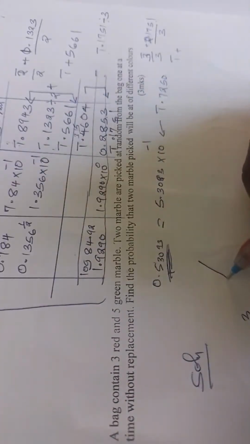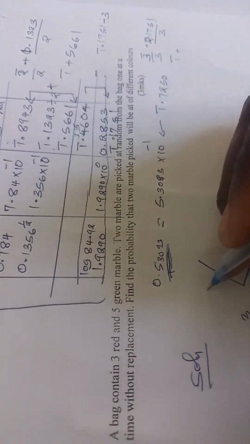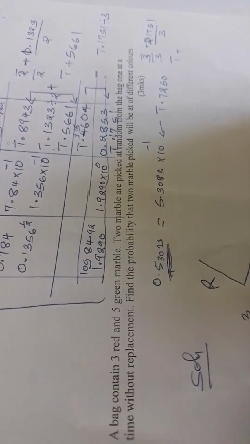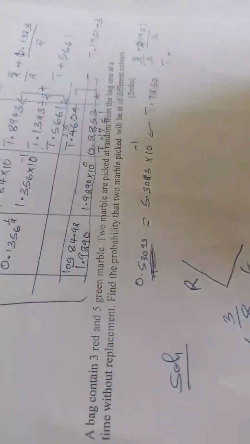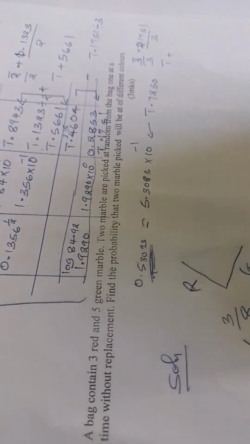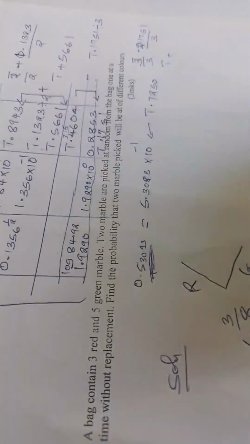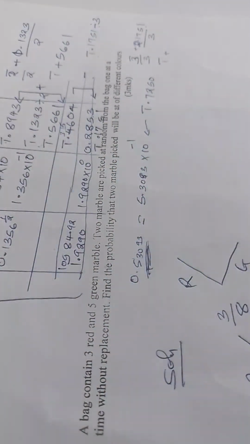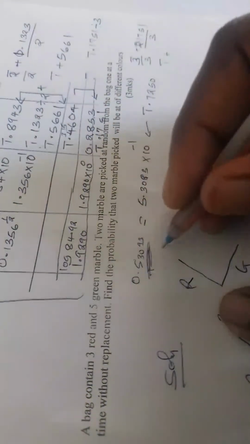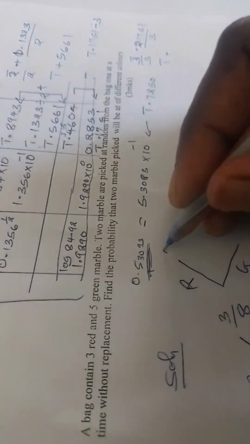If he goes for the second ball, we assume that in the first round he got a red ball. Now if we go again and get a red ball, remember the first round was done without replacement. He picked a red ball and did not replace it, meaning the number of red balls in the bag has reduced. There were 3. After picking one red ball, the number of red balls has reduced from 3 to 2. Now the probability of getting the red ball again will be 2 over the total.